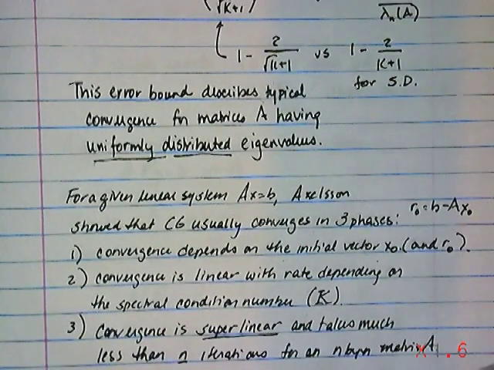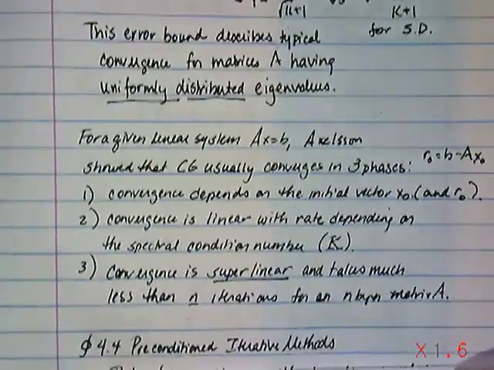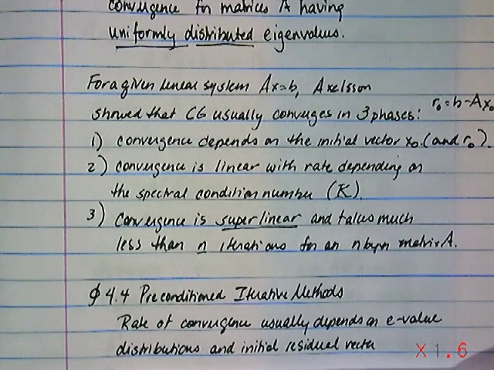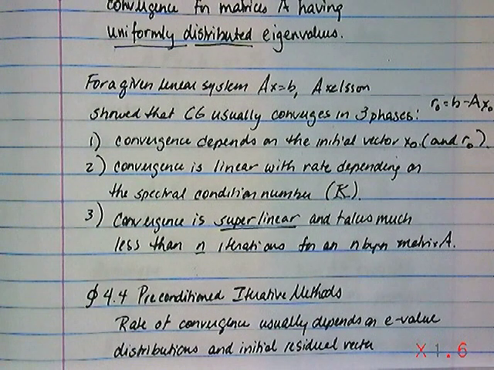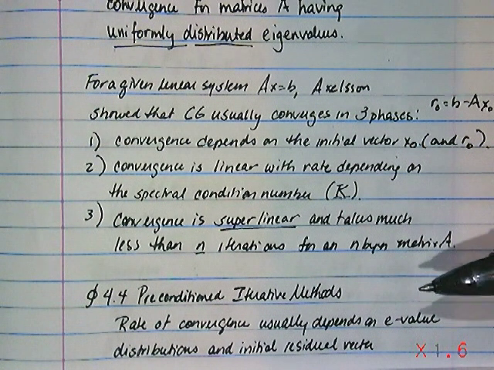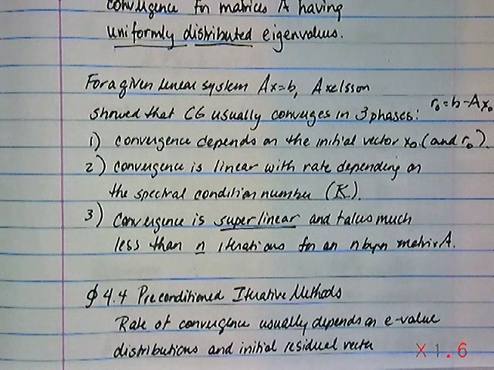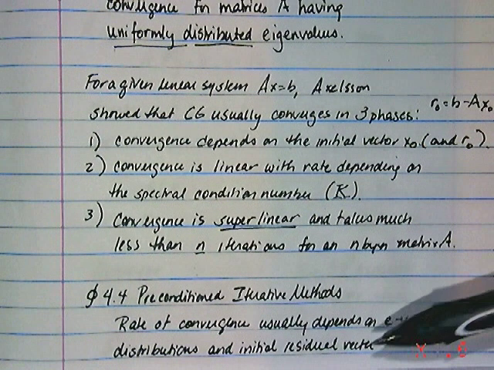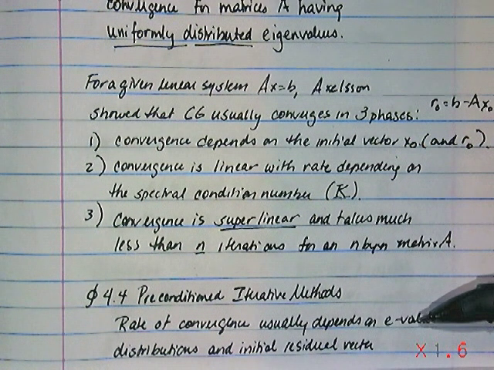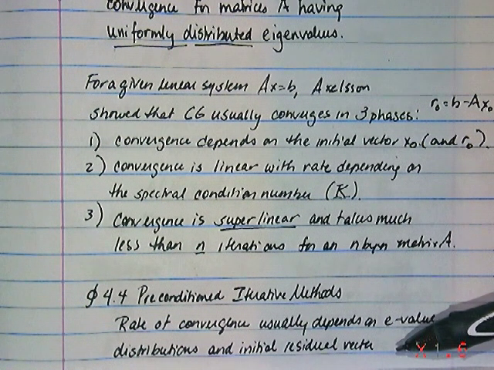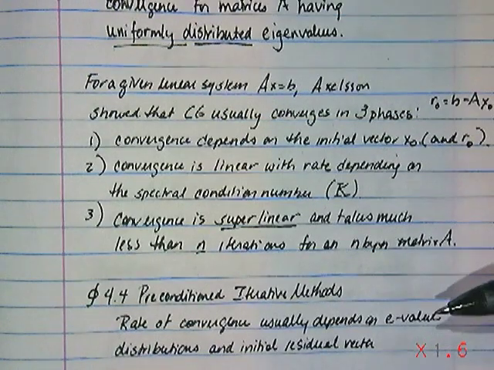That leads us to the next topic, and the final topic we're going to talk about with iterative methods, which is the idea of preconditioned iterative methods. We'll talk about preconditioning as a general technique for improving iterative methods, and then finish up by focusing specifically on conjugate gradient. The rate of convergence in iterative methods usually depends on the eigenvalue distribution and the initial residual vector.